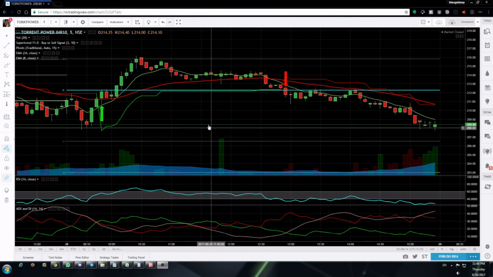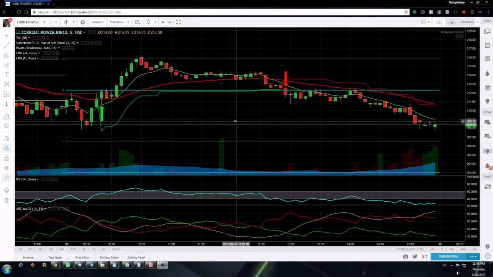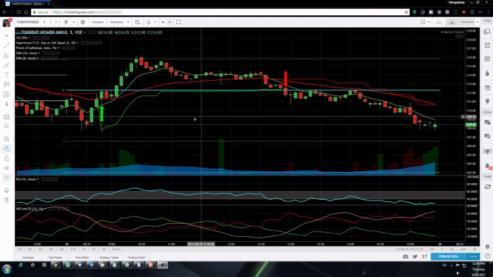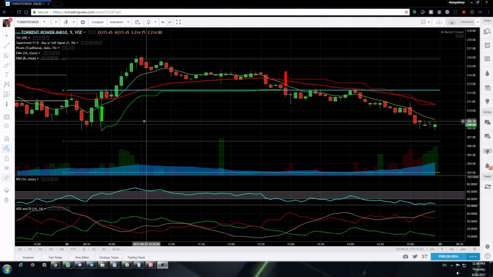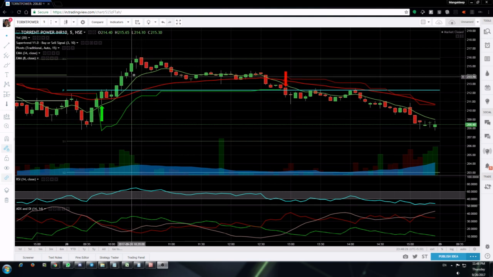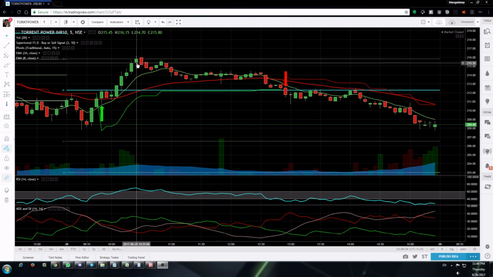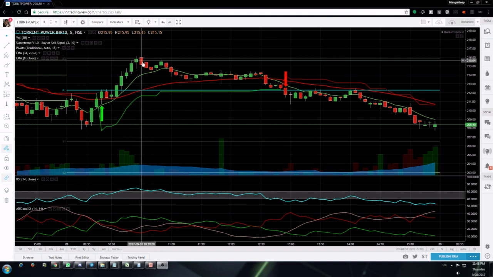Let me cover the negative trades first, the ones in which I made losses. The first one was Torrent Power. This was taken in between of a trade; I was already in a trade and I took this up. The entry made in Torrent Power was at 215.93, at the top. The expectation was it should be going up, but it never happened, and it started falling.